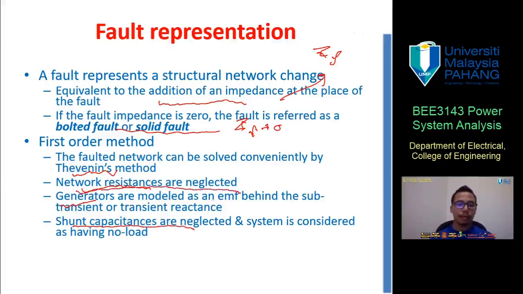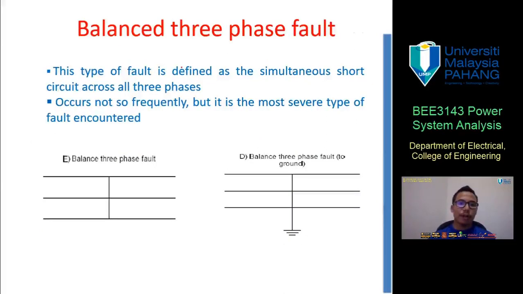Okay, all right. This type of fault is defined as the simultaneous short circuit across all 3 phases. That's why we call it a 3-phase fault. A 3-phase fault does not occur so frequently, but it is the most severe type of fault encountered. So this is an example of a balanced 3-phase fault, and this is a balanced 3-phase fault to the ground. Just the basic idea. Don't worry if you still cannot understand here, it's okay. We just proceed to the next.